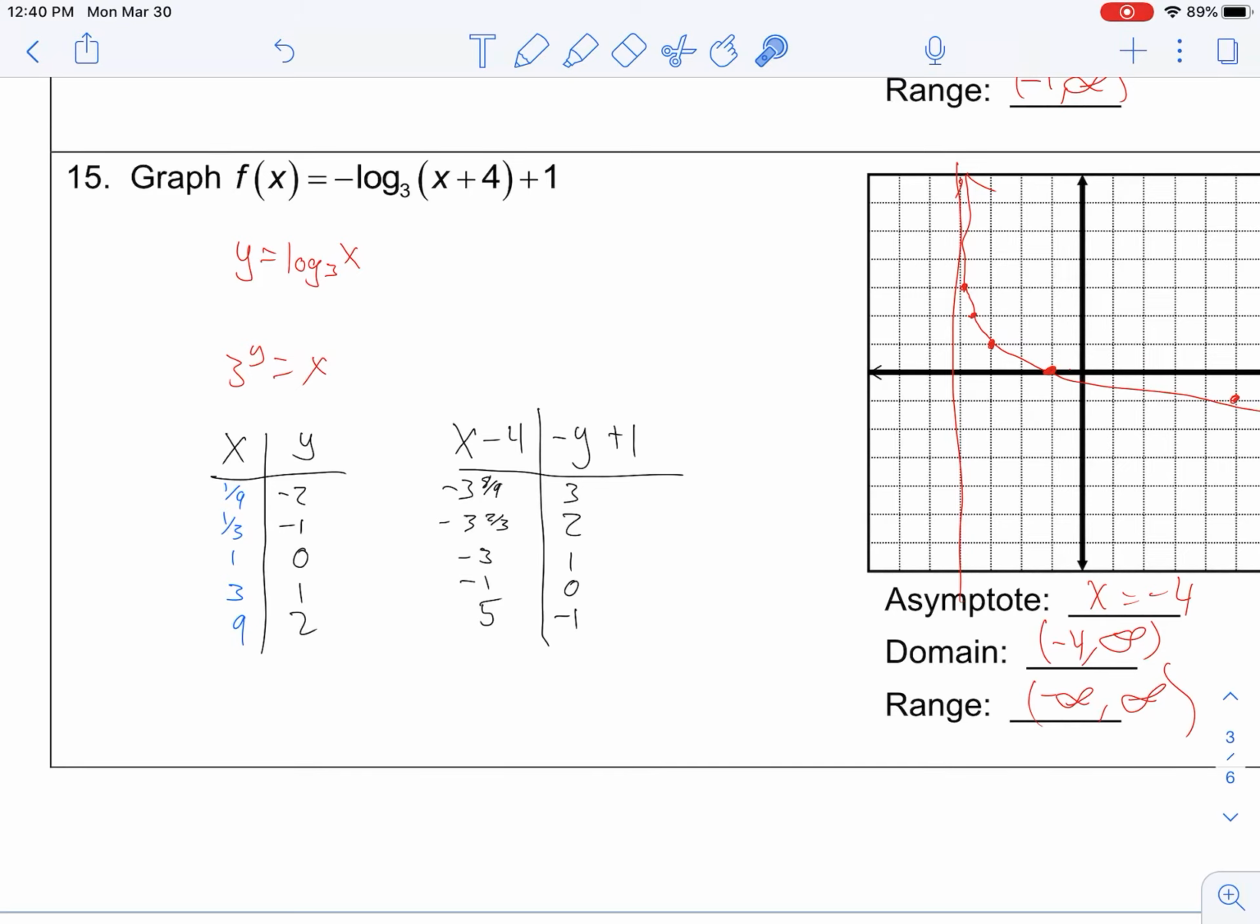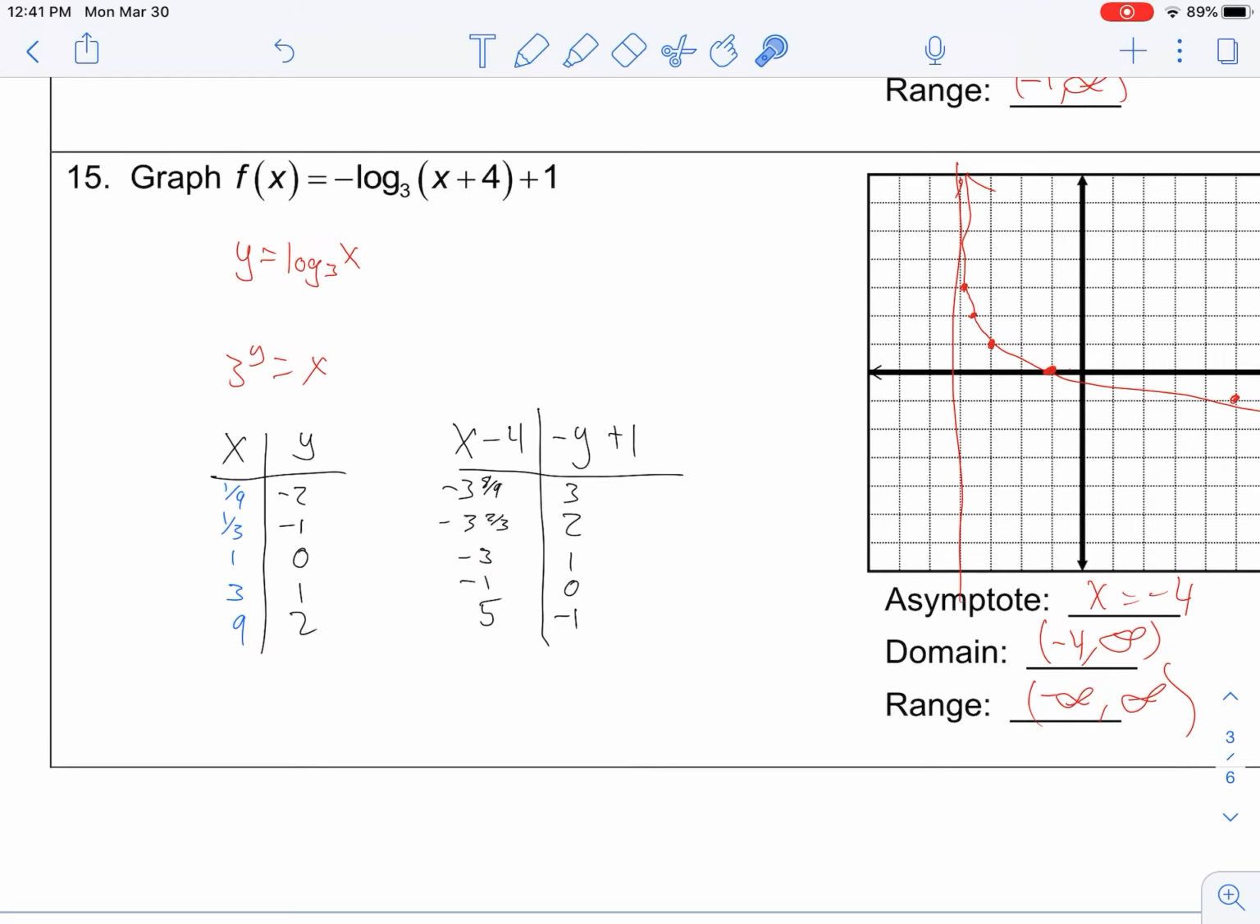And then we're looking here. Out front, I have a negative, so that's going to be affecting this y. Outside, I have a plus 1 that's affecting here. When I look inside, we use the opposite of what's inside here, so this is going to be x minus 4. And then we're taking each value, and it's being affected by that transformation.